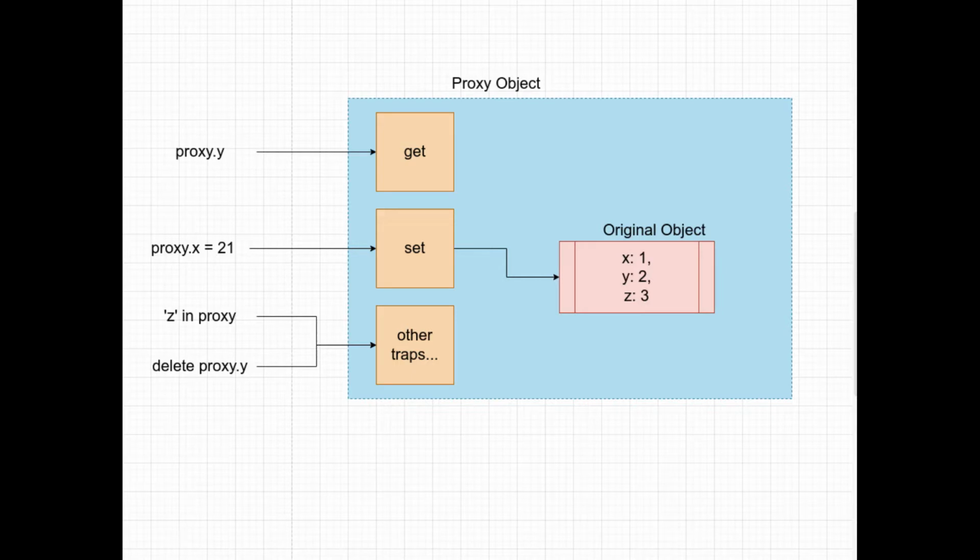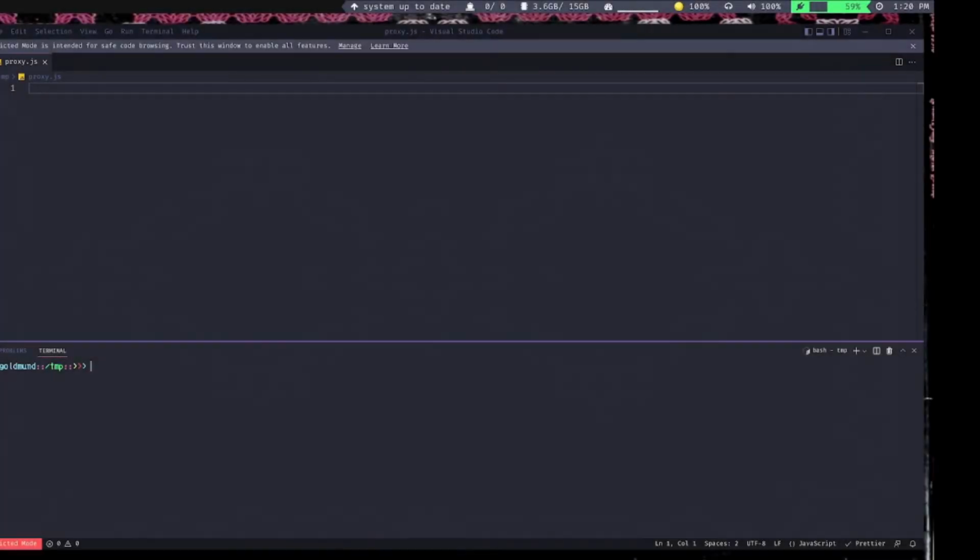The proxy is an object that wraps other objects and intercepts operations such as reading and writing properties, deleting properties, iterating over properties. The reason this is so powerful is it gives you an opportunity to intercept reads and writes to the proxy and determine how you want to handle it in code. Let's go ahead and take a look at the syntax of the proxy.